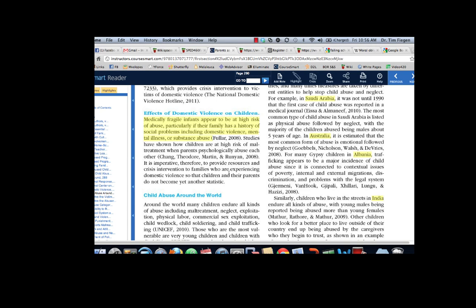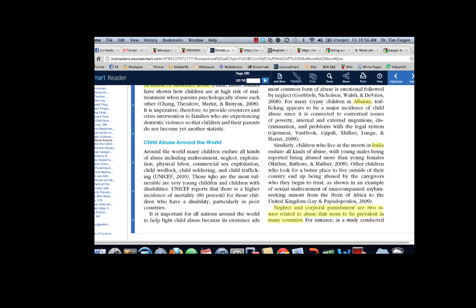Treatment with parents socially abuse each other, and that's interesting too. Do you realize that? So don't you be this kind of parents, but if the parents are psychologically abusing each other, they tend to psychologically abuse the children too. And you can imagine that if parents are psychologically abusing each other, that they would use that same weaponry on the children. Imperative to provide resources for this.